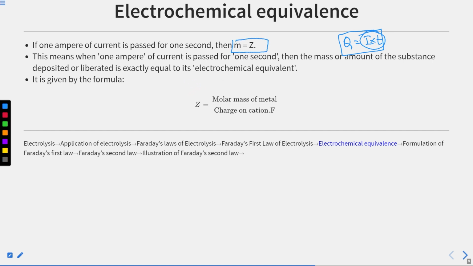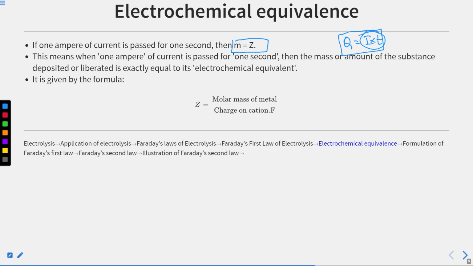What does this mean? This means that when 1 ampere of current is passed for 1 second, then the mass of the substance deposited or liberated is equal to the electrochemical equivalent. So we are taking 1 ampere of current and applying it to our electrolysis setup or electroplating setup for 1 second, and whatever mass or amount of the substance is liberated is equal to its electrochemical equivalent.